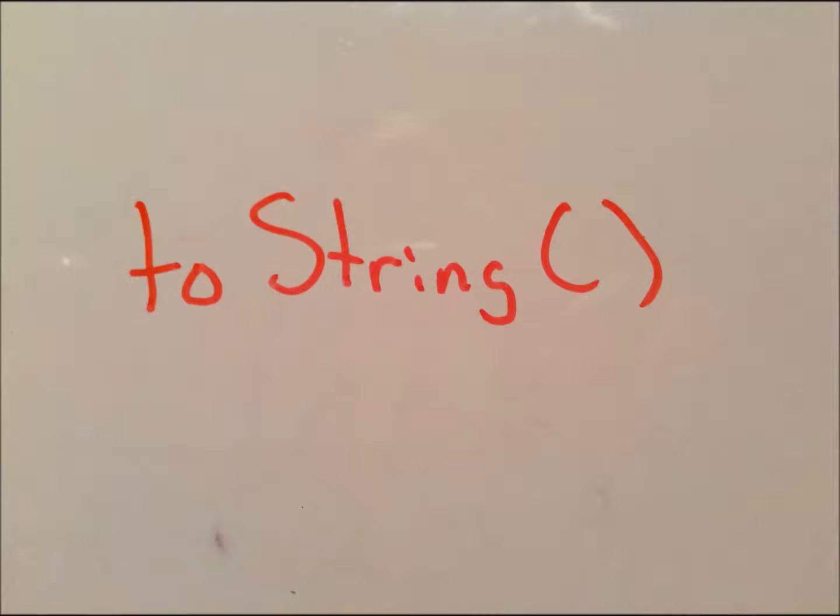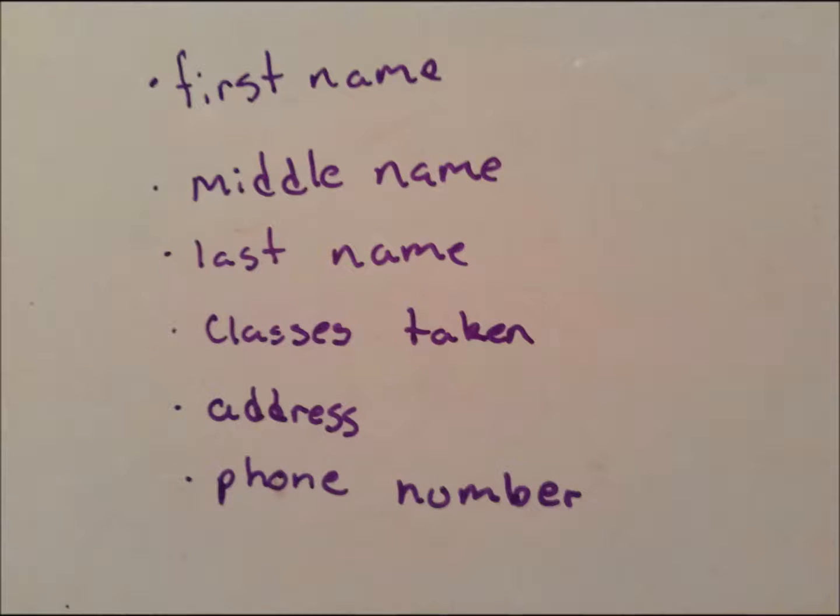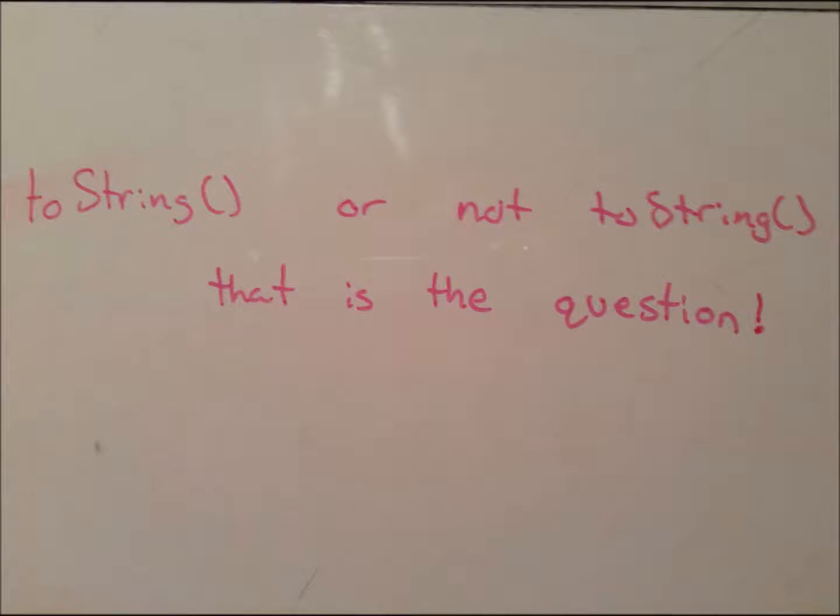There are also many times when the toString method will be very useful. Consider a student class that contains member variables of the first name, middle name, last name, and list of the classes being taken, the student's address, and the phone number, etc. You can easily make a toString method that would simply output the student's first name, middle initial, and last name for a quick reference. Every time you design a class, you should stop and think about whether or not your class would benefit from having a toString method and how you should format this string.